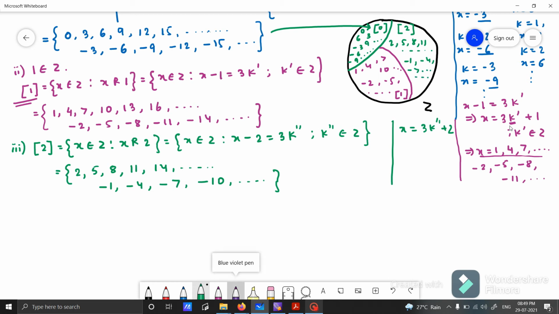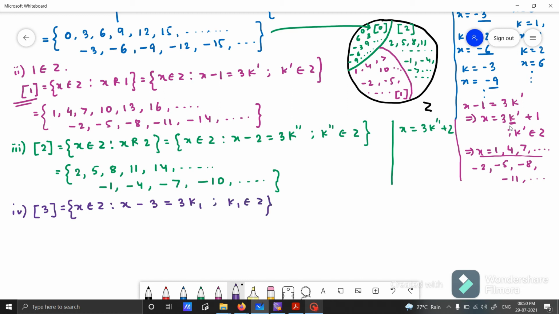Now let us go to the next integer. We have found for 0, we have found for 1, we have found for 2. Now you will see an interesting thing happen. Let us try to find out which integers are in the equivalence class of 3. It will contain all those integers x such that x is related to 3. That means x minus 3 is divisible by 3, so x minus 3 is a multiple of 3. Suppose it is 3k1, where k1 belongs to Z.